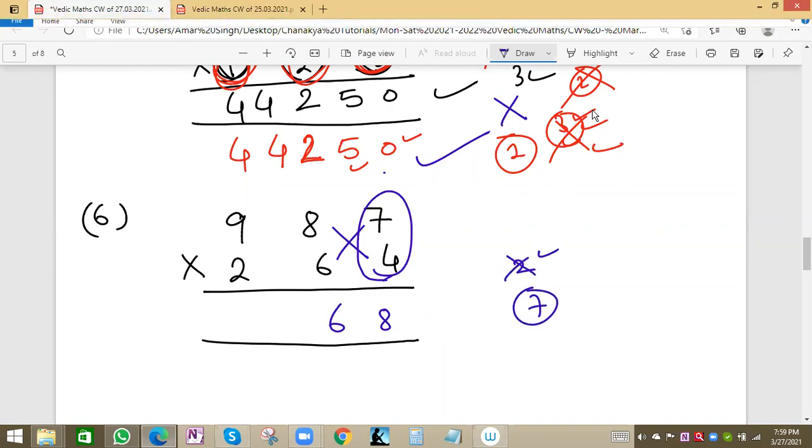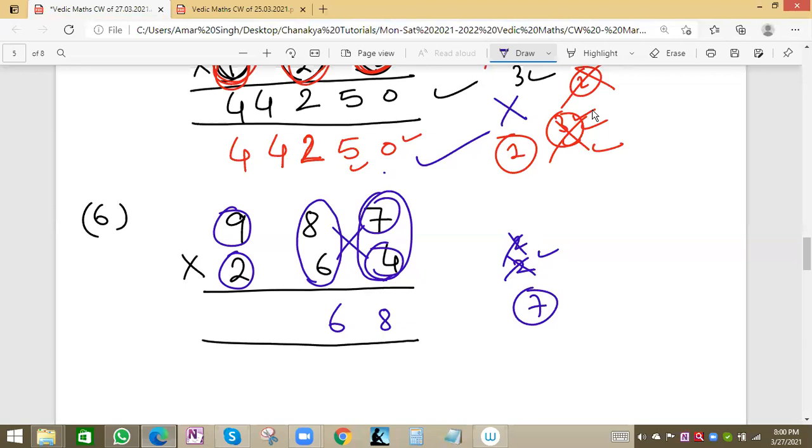Once again, 7 4 are 28, carry 2. Starting carry was 2. So 8 4 are 32 and 7 6 are 42. 32 plus 42 will be 74. 74 plus 2 is 76. Carry will be now 7. We'll do big crossing. 9 4 are 36 and 7 2 are 14. 36 plus 14 will be 50. 8 6 are 48, means 50 plus 48 is 98. 98 and 7 will be 105. Then 5 will come here and carry will be 10.